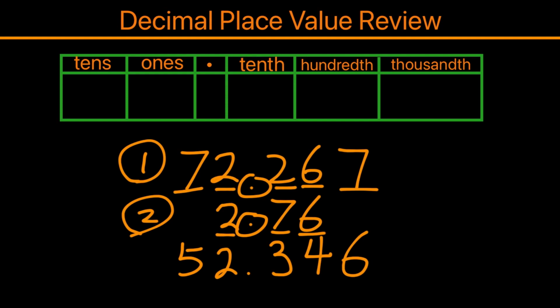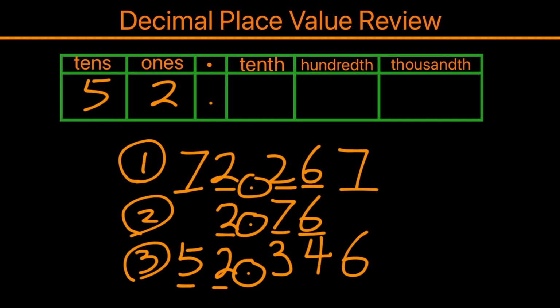Now let's try the third example. We have 52.346. Take the decimal and align it on the place value chart, and we'll place the rest of the numbers in the order that they appear. So 2 is right next to the decimal to the left, and 5 is next to 2, so we'll place it here. 3 is next to the decimal on the right, and we place the 3. 4 is next to the tenths value, so we'll put it here. And 6 will be in the thousandths.